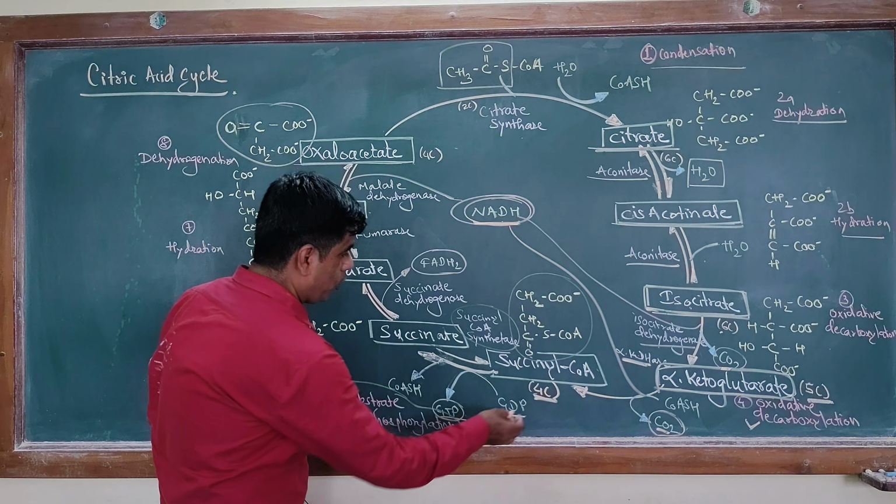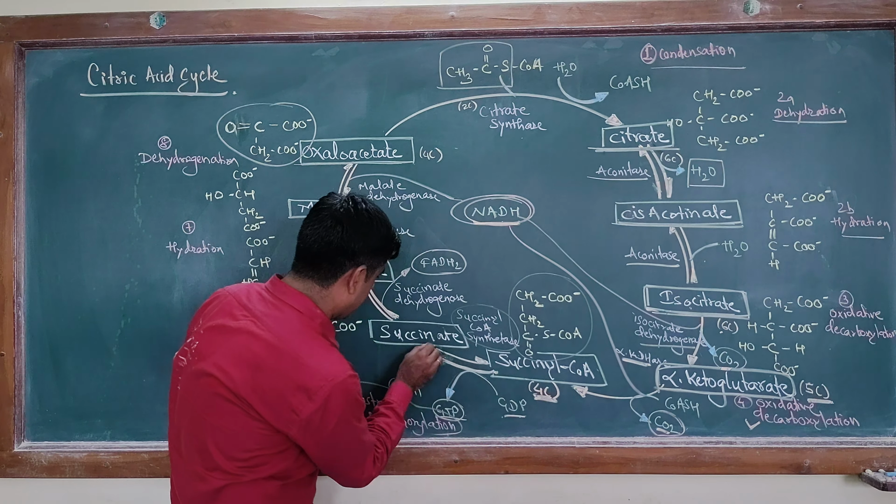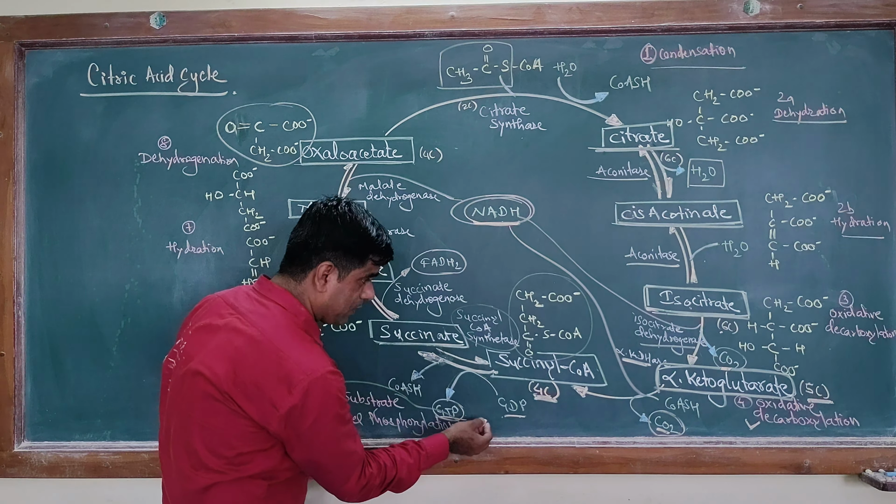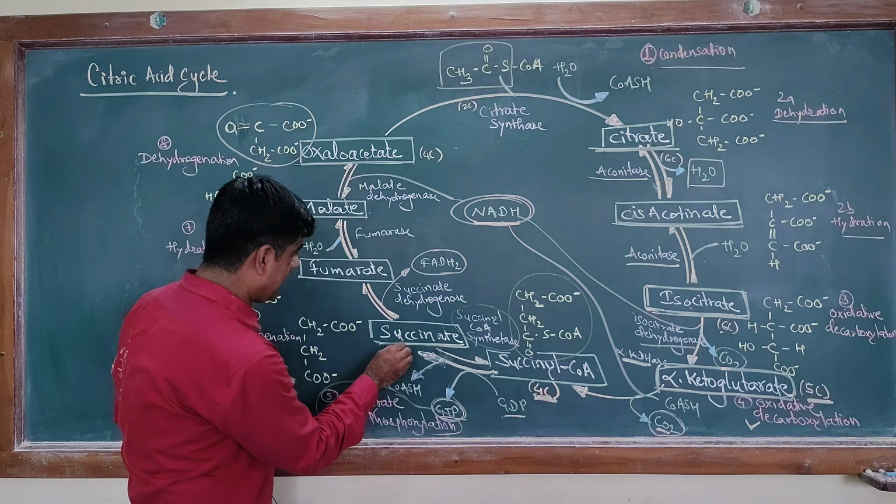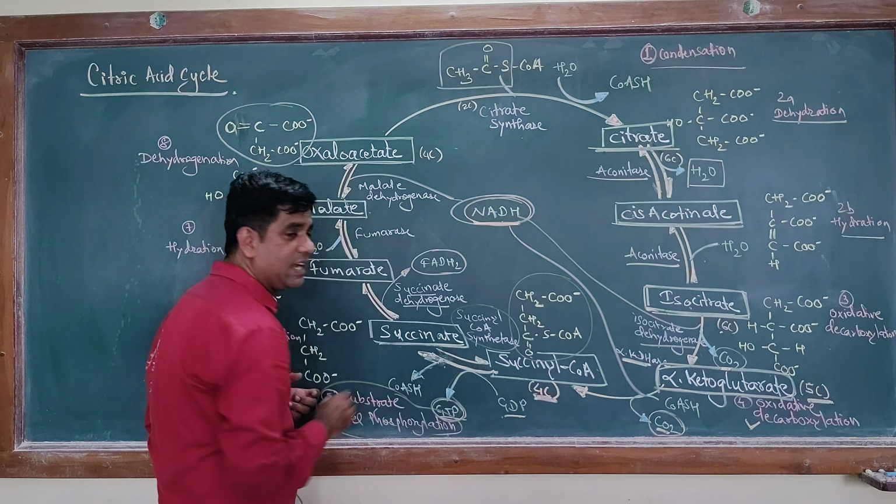So here your 4 carbon succinyl CoA got converted to succinate. The CoASH group which was added will leave. The energy which is stored is harnessed in the form of GTP. So GDP gets converted to GTP, and then this succinate is acted upon by succinate dehydrogenase.